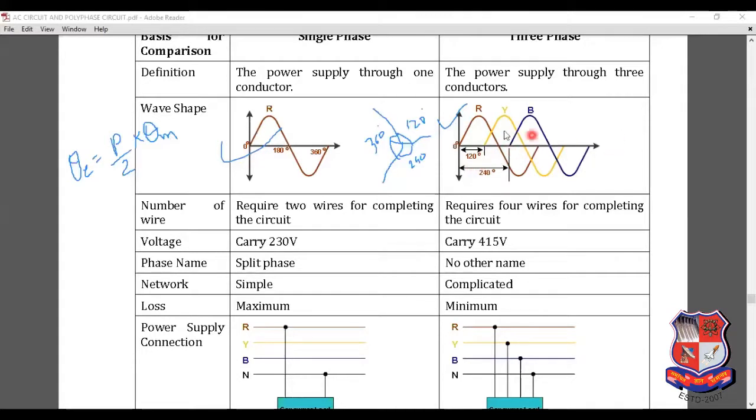And same for B phase. Again, see the difference between this zero point and B's zero point. B is starting over here. So this is 120 and 120, so we can say EB sine omega t minus 240 degrees. A 240 degree difference is there. So what we can say is that all these electrical connections are 120 degrees electrically apart from each other, right? So this is something about the point.